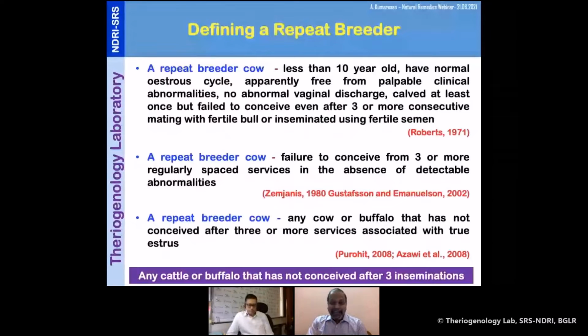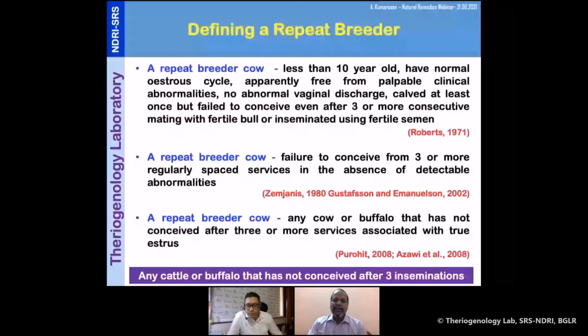For that reason, the definition was later changed to failure to conceive after 3 or more regularly spaced services in the absence of detectable abnormalities. This is also a good definition, because regularly spaced services are very important: the animal is cycling properly, and even after 3 inseminations it is not conceiving. So here the dilution is made on age and on semen, because semen was considered to be good in the case of artificial insemination. But in the later part, it is diluted further.